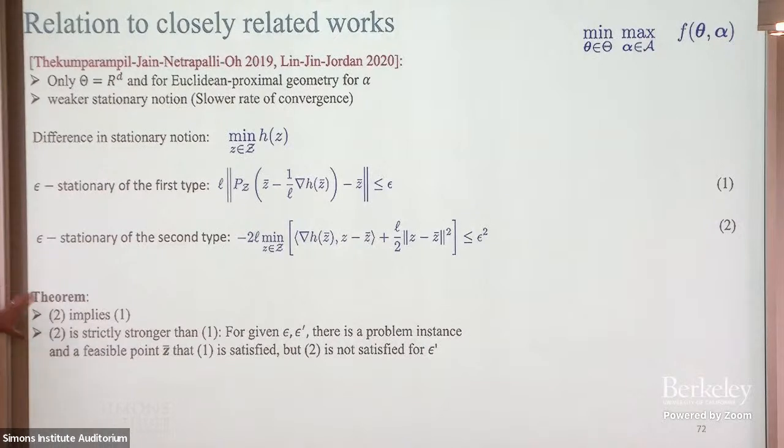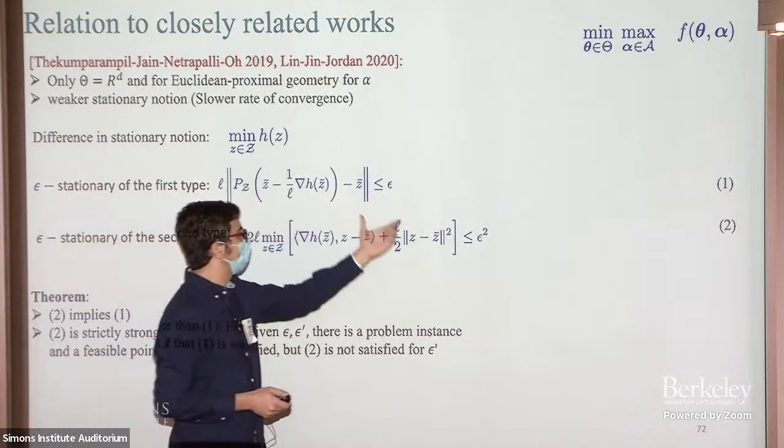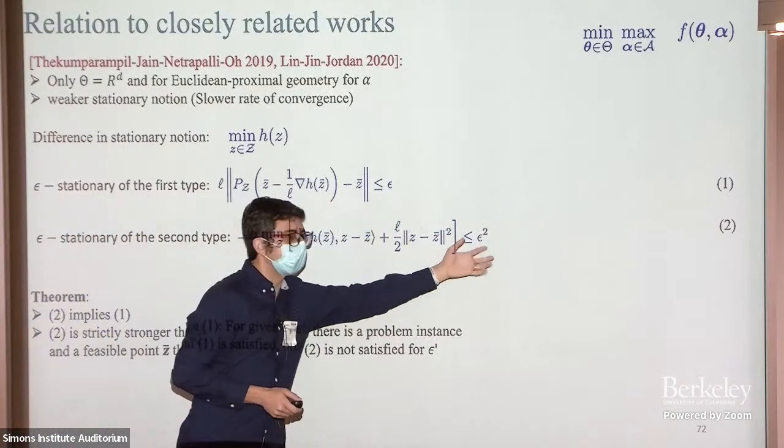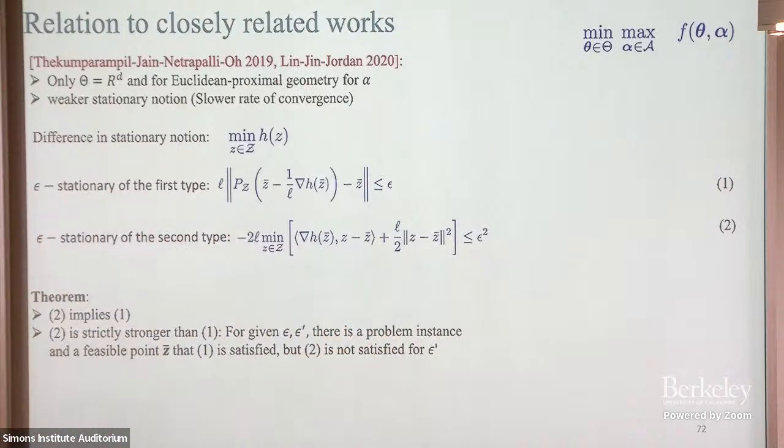I'm going to explain what they mean in a second. But before that, I want to state the theorem that this second stationary notion is a stronger notion, in the sense that it implies the first one, but the first one does not imply the second one, for any epsilon prime. It means that you may get this one for epsilon, but you do not have the other for any epsilon. Okay. And why do we have this?